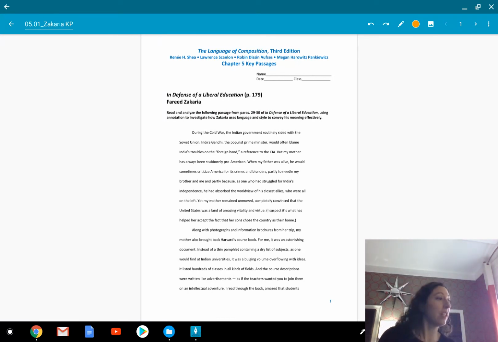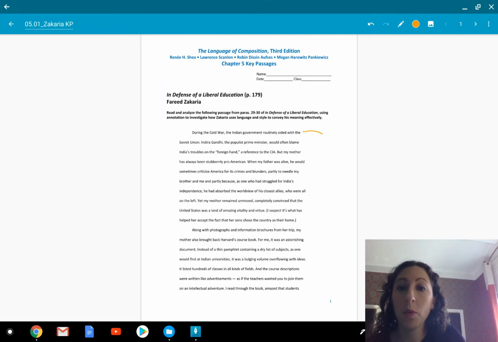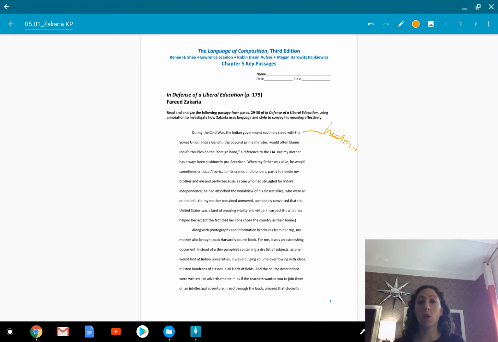Okay, so let's take a look at this passage. And I'm also going to be looking at my handwritten notes that I did before. So we've got this reference in the beginning to the historical context, right? During the Cold War, the Indian government routinely sided. So Zakaria is showing us that he understands sort of the factors that shaped his parents' own perspective, right?